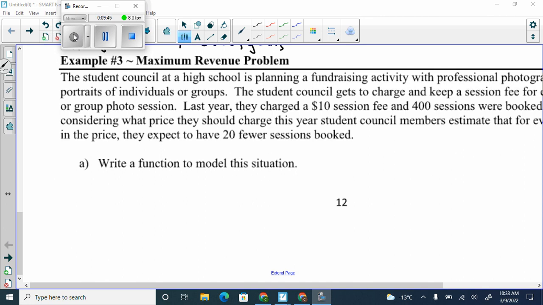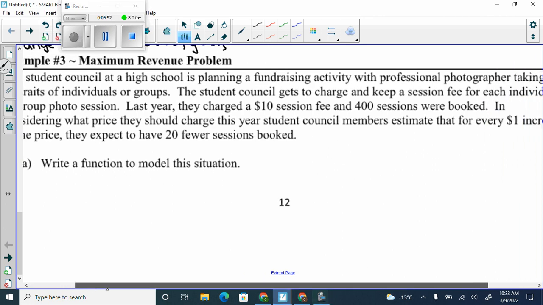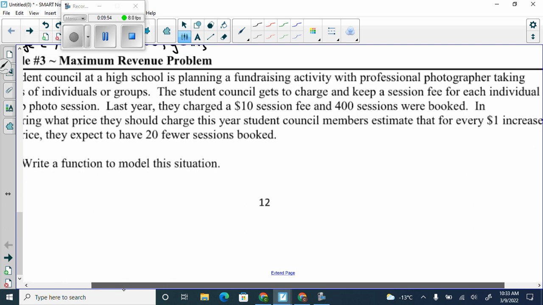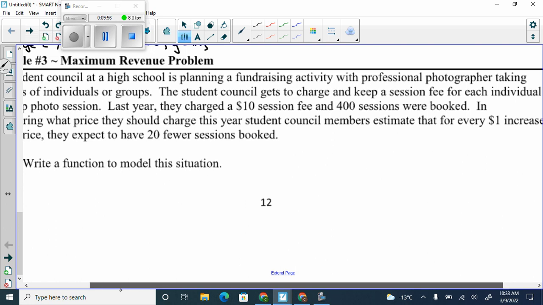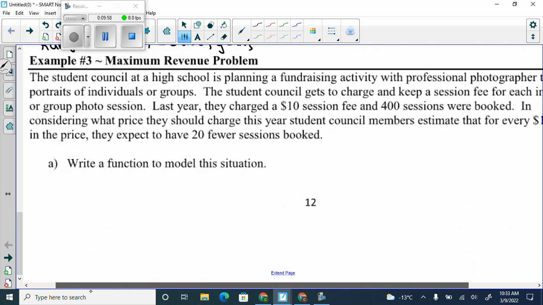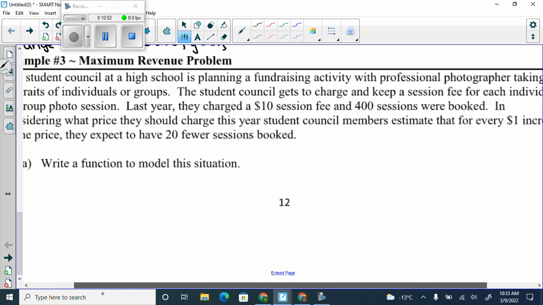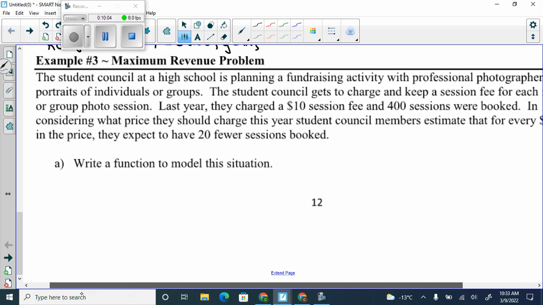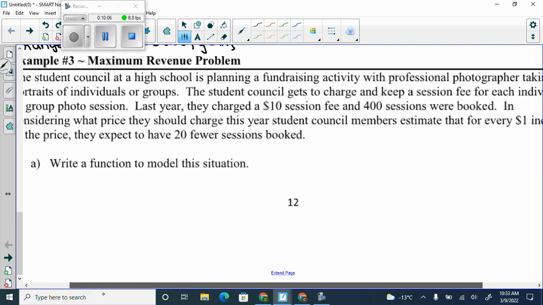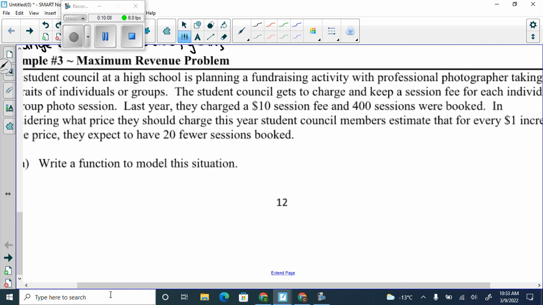Okay? So here we have the student council at a high school is planning a fundraising activity with a professional photographer, taking portraits of individuals or groups. The student council gets to charge and keep a session fee for each individual or group photo session. Last year they charged a $10 session fee and had 400 sessions booked.